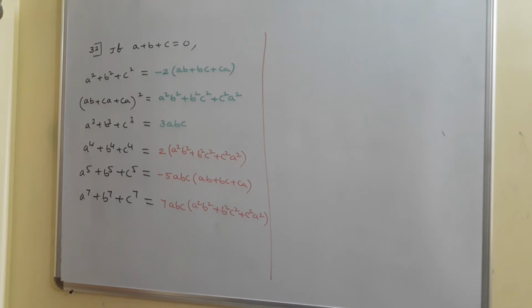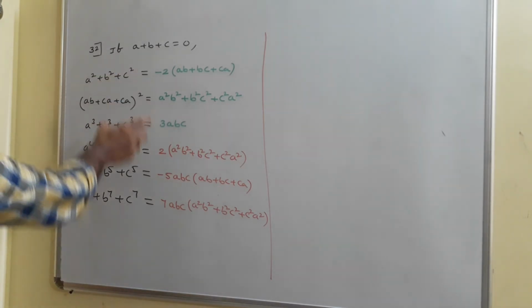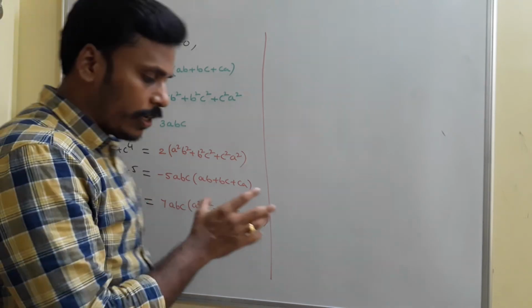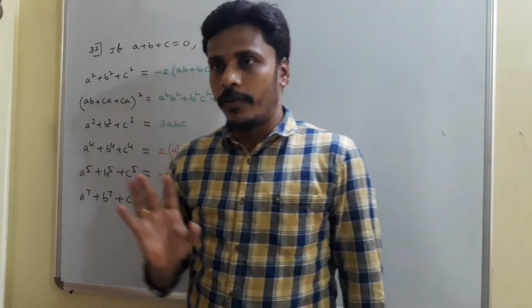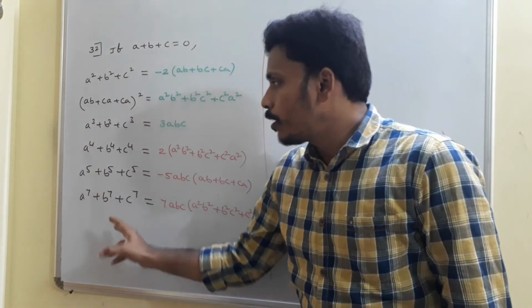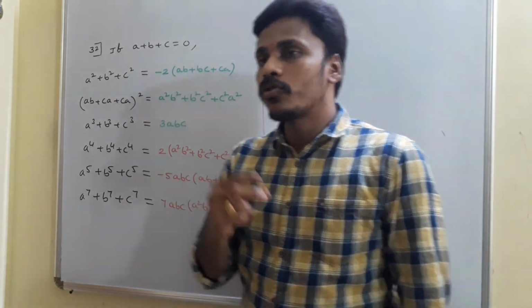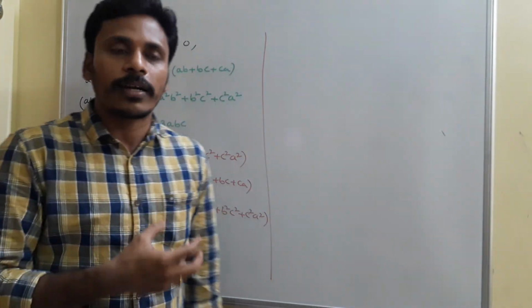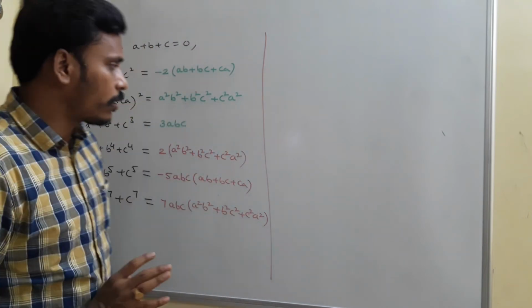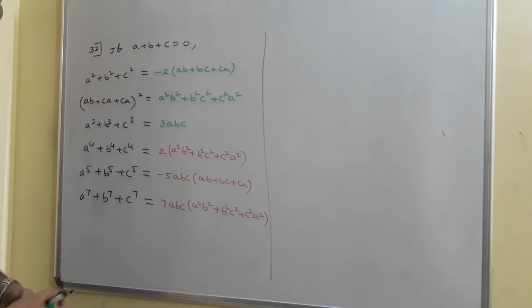Just look at the board. If A plus B plus C is equal to 0, then we have all these formulas, derived in the previous class. By observing all these formulas, we need to generate some more results, or you may say some more observations. So what are those? Okay, I will give you one by one.